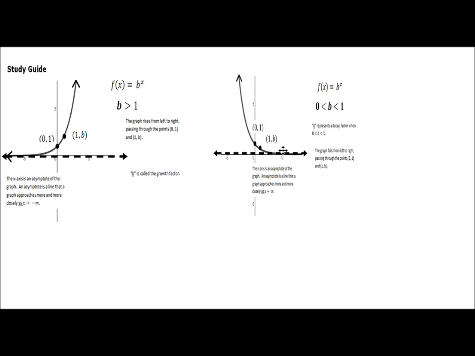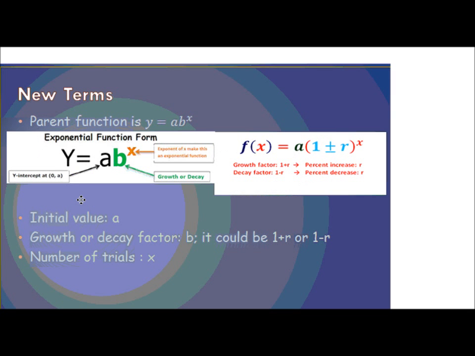So this curve approaches the x-axis, but never touches it. So that's how you define an asymptote here. An asymptote is a line that the graph approaches more and more closely as x tends to infinity. You see that (0, 1) is again the y-intercept here, and (1, b) is another point lying on the graph. So this is how you define the parent function for an exponential function. Let's go to the next slide.